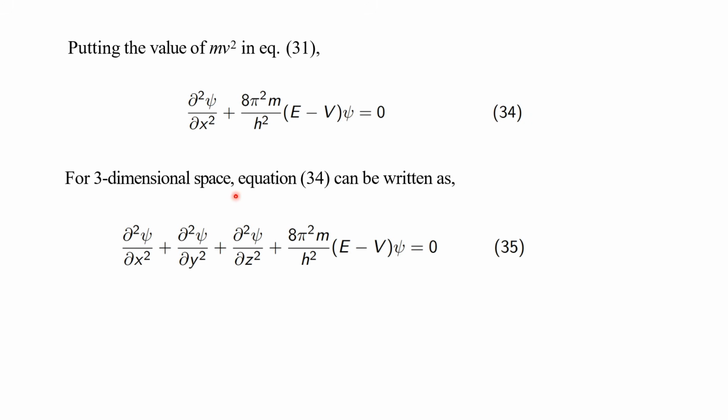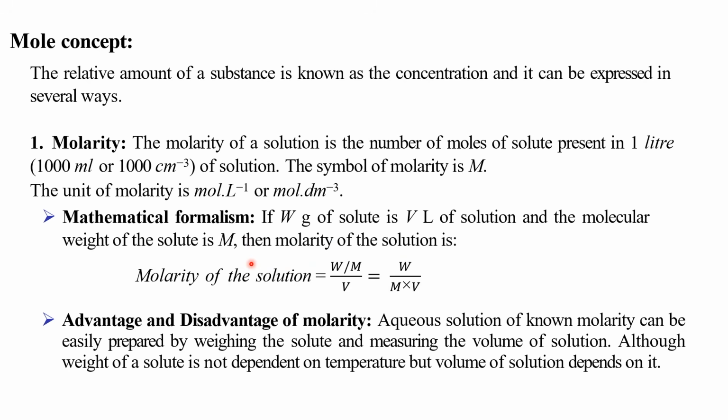For 3-dimensional space, equation 34 here can be written like this. So this is for 1-dimensional. If we have 3-dimensional, we write like this. And this is nothing but del 2 by del x square plus del 2 by del y square plus del 2 by del z square gives delta square, and then we get the Schrödinger equation.